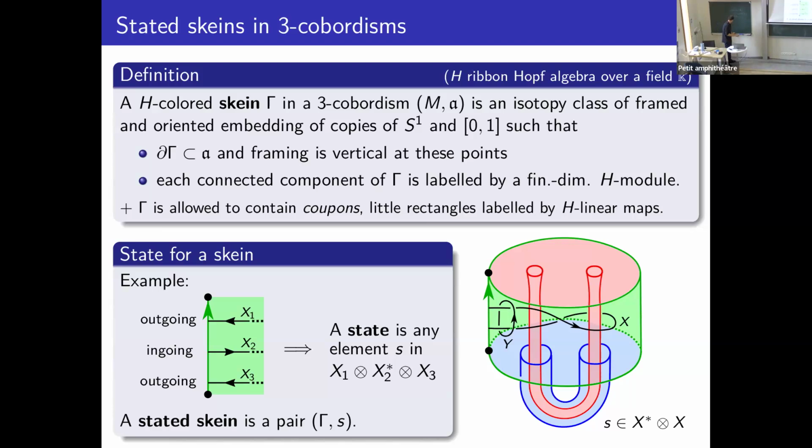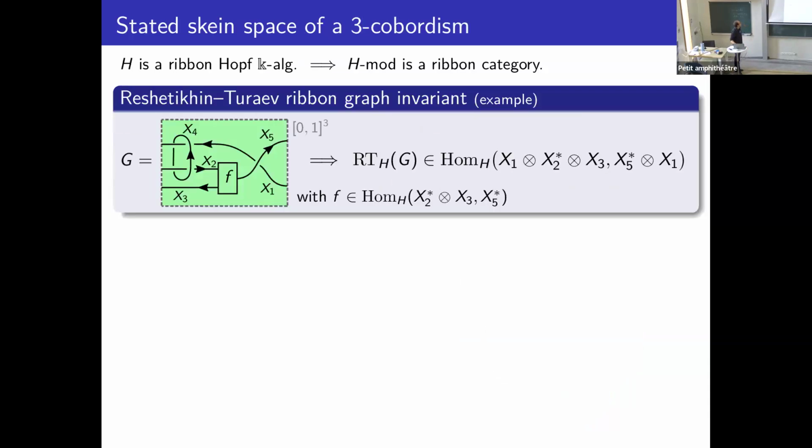So this definition, in the case H is UQ of SL2, reduces to the ordinary stated skein space introduced by Lê for surfaces and by Costantino and Lê for three manifolds. So this is just a generalization of this. Okay, so now we have to put relations among these.